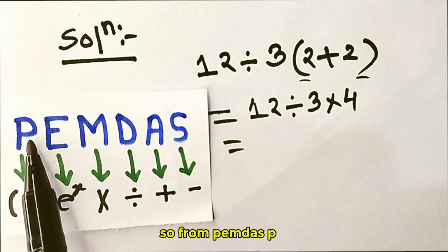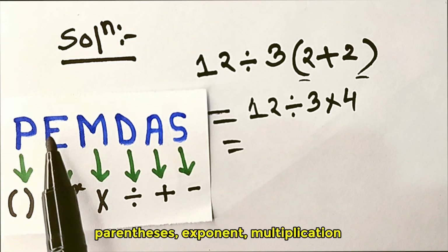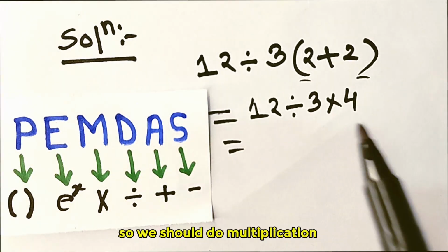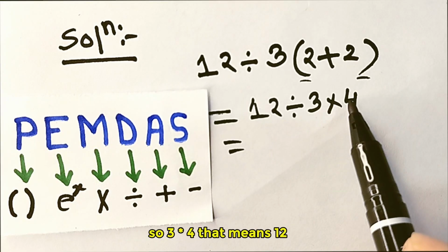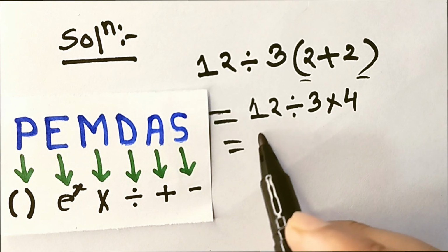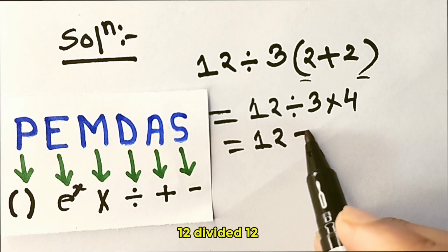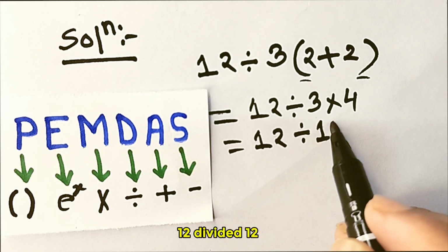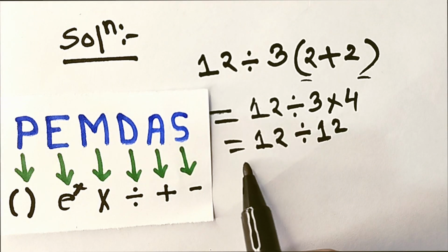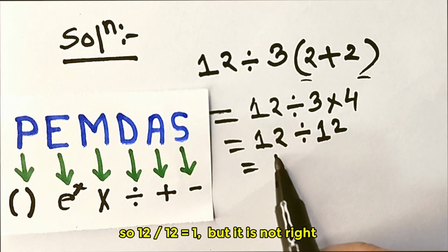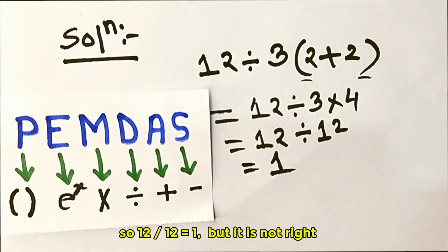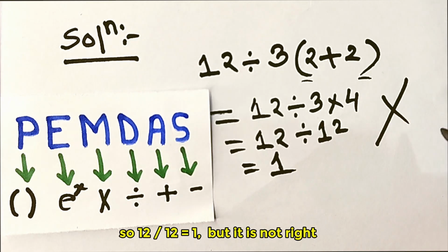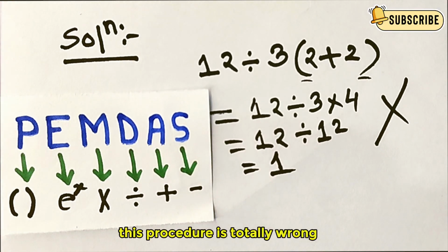So from PEMDAS, parenthesis, exponent, multiplication, so we should do multiplication. So 3 times 4, that means 12. 12 divided by 12, so 12 divided by 12 equals 1, but it is not right. This procedure is totally wrong.